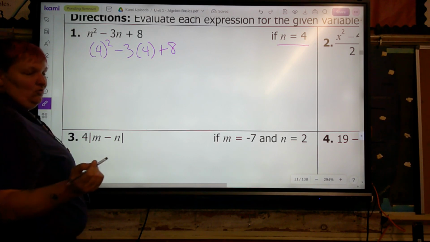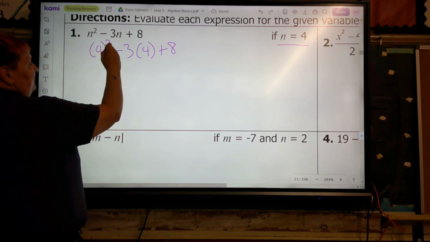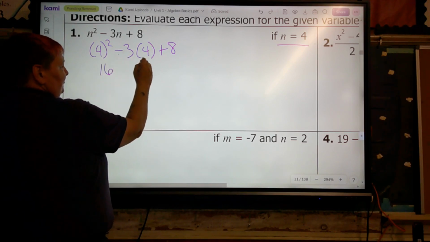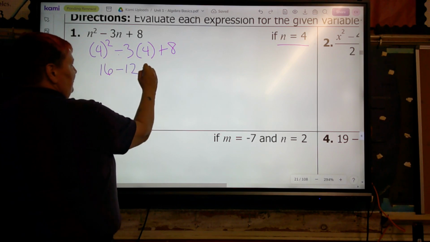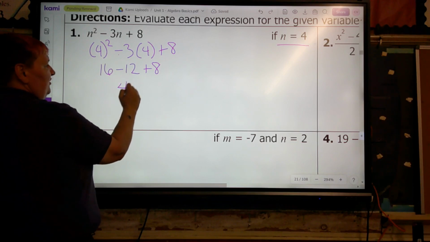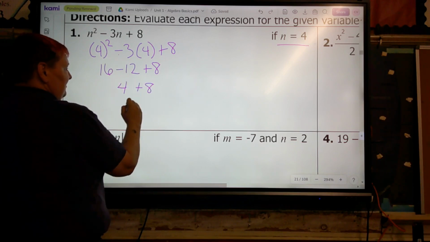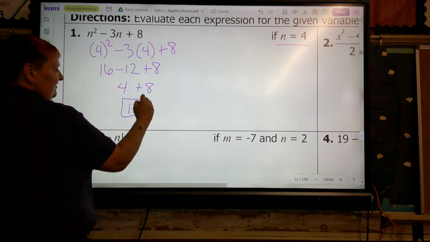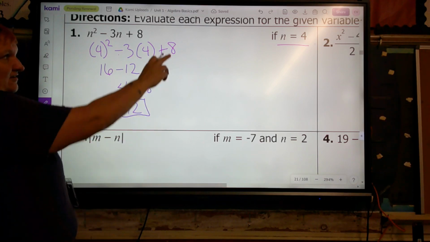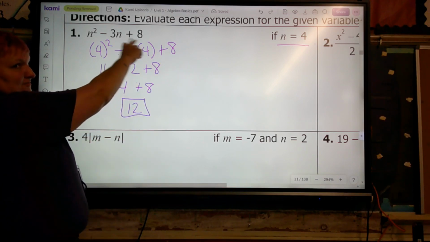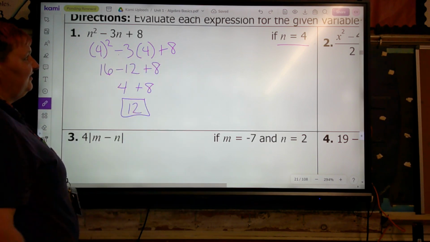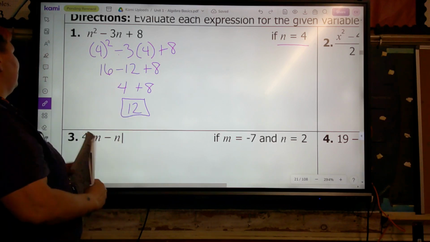And then I just follow order of operations. 4 squared is 16. Negative 3 times 4 is negative 12, plus 8. 16 minus 12 is 4, plus 8 is 12. Simple enough. Replace, substitute, plug it in, whatever you want to call it, and then solve using order of operations.